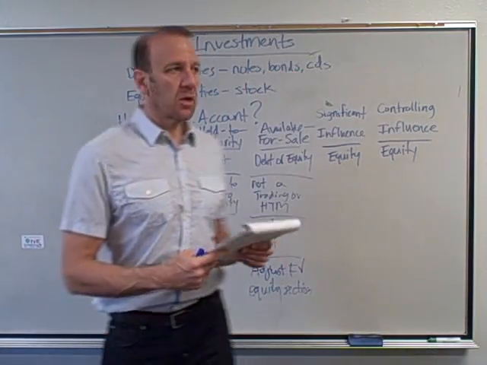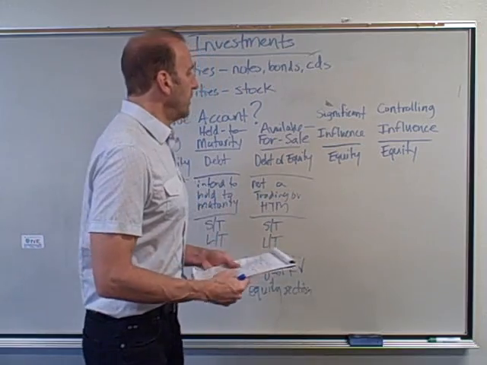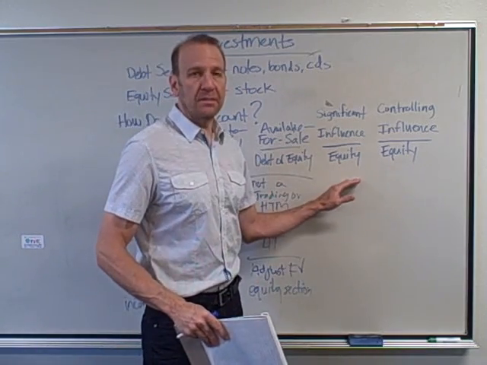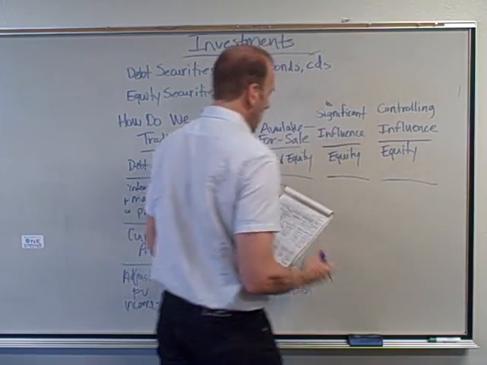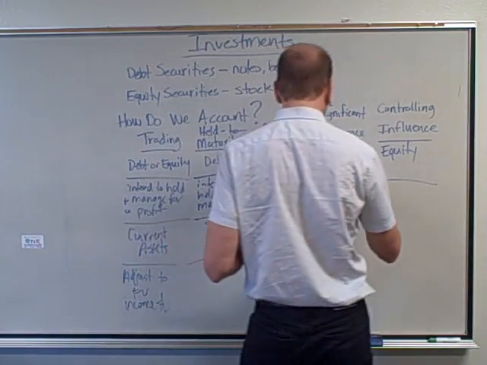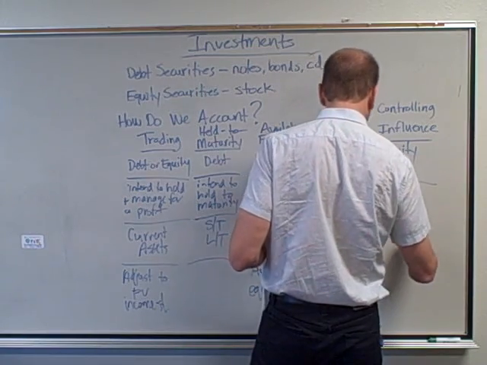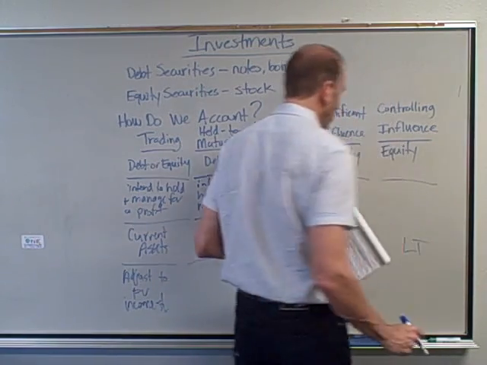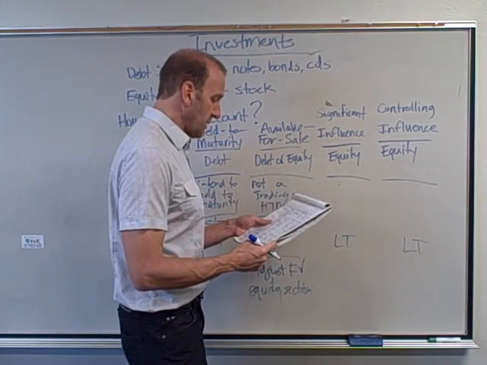Now the last two I'm just going to go over really quickly. We've got significant influence and controlling influence. They're both equity securities only, not debt securities, because it deals with ownership in the company. It deals with stock. Both are long-term. We record these as long-term, and both are recorded at cost.